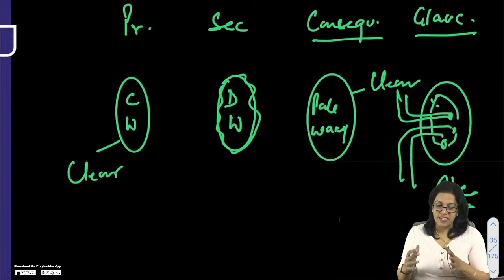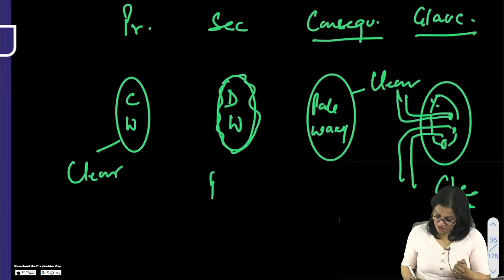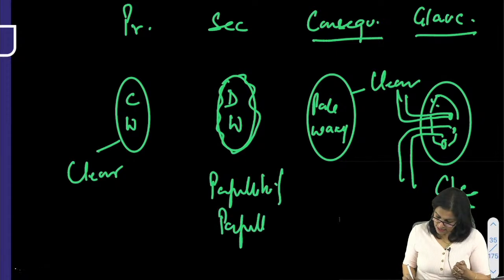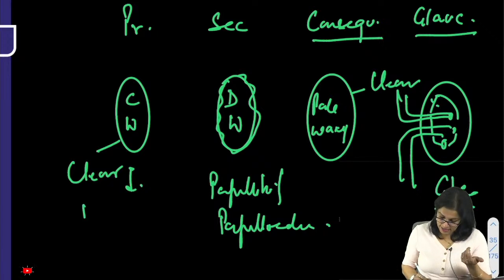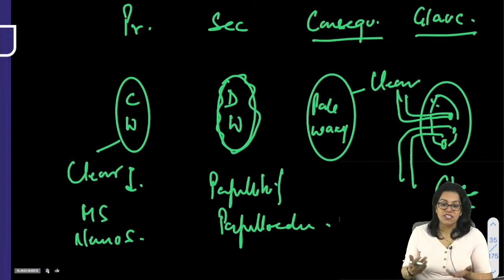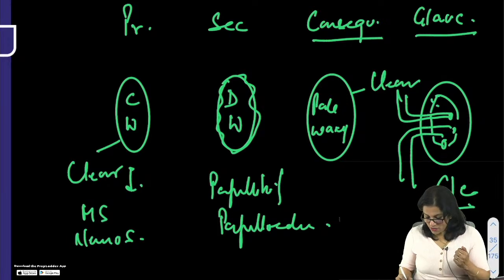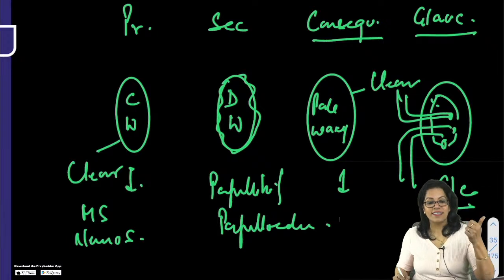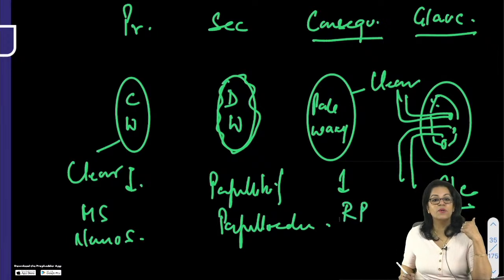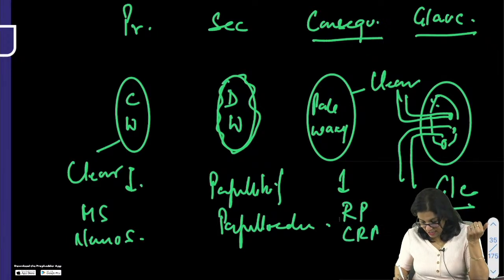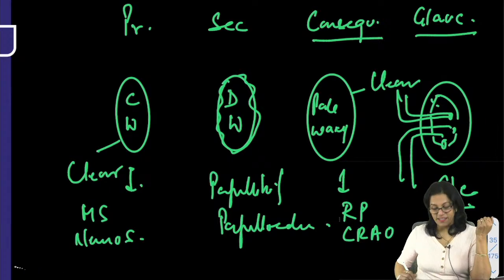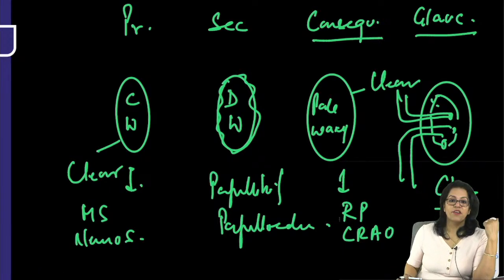Okay? Chalky white, dirty white and blurred disc margins. Secondary will be due to any cause of papillitis or papilledema. You can learn it quickly like this. Then behind the lamina cribrosa, all the causes are for primary, like as I told you, multiple sclerosis, neurosyphilis, even traumatic, nutritional, toxic neuropathies. So, all these will come under primary. Consecutive is due to retinal disease. What can be the retinal disease? One is retinitis pigmentosa. It can even be central retinal artery occlusion. Okay? So, these are the different optic atrophies.